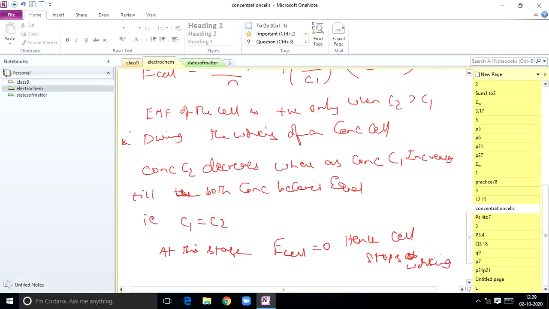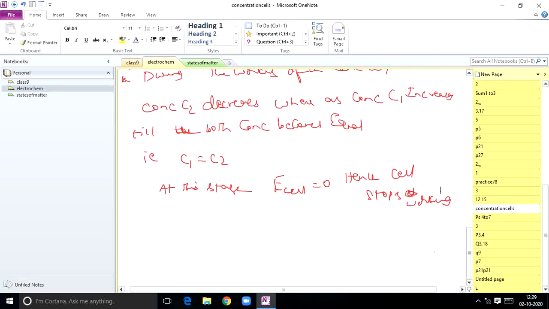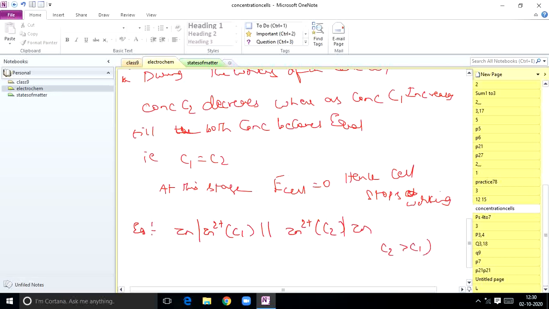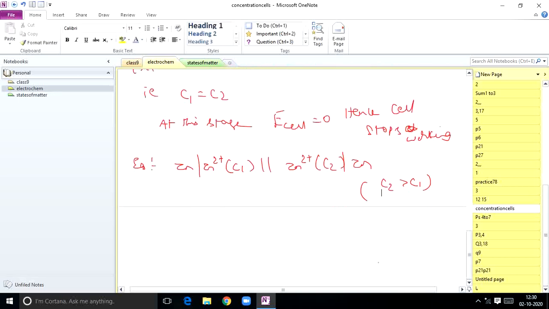Okay, key points. Very, very important, students. So this is about the concentration cell. You can take some more examples. The first example for a concentration cell we have already written here: zinc electrode, a zinc rod dipped in zinc sulfate having concentration C1, separated by a salt bridge, Zn2+ having concentration C2. In brackets you write C2 greater than C1. This is the example of a concentration cell of zinc electrode.